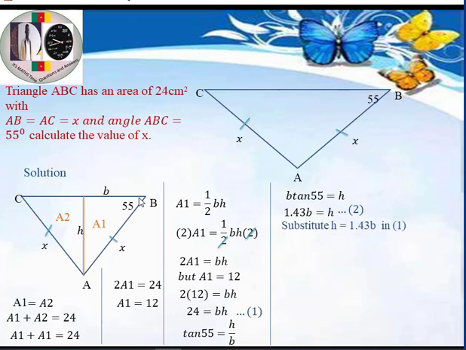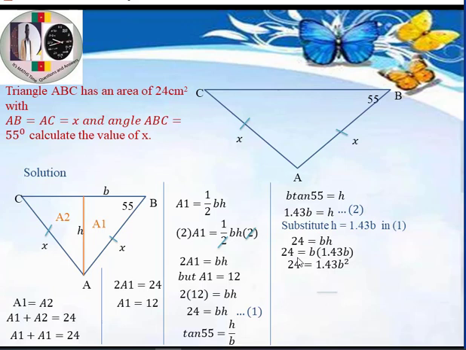1.43b in equation 1, we are going to have equation 1 that says that 24 is equal to base times the height. But anywhere we see the height, we should put 1.43 base. So we are going to have 24 equals b times 1.43b, and b times b is b squared. So we are going to have 24 equals 1.43 b squared.